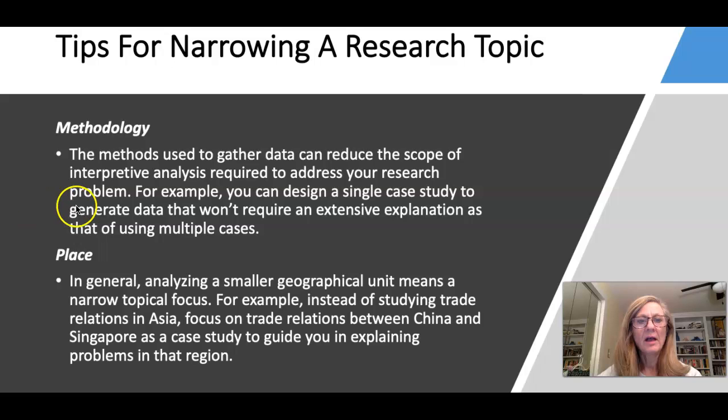Methodology. A method used to gather data can reduce the scope. For example, you could look at all scientific studies that talk about linking chewing tobacco and mouth cancer, or you could look at all interviews of teen males who had said they had chewed tobacco and then later went on to have mouth cancer. So that could be one way of narrowing your research topic.